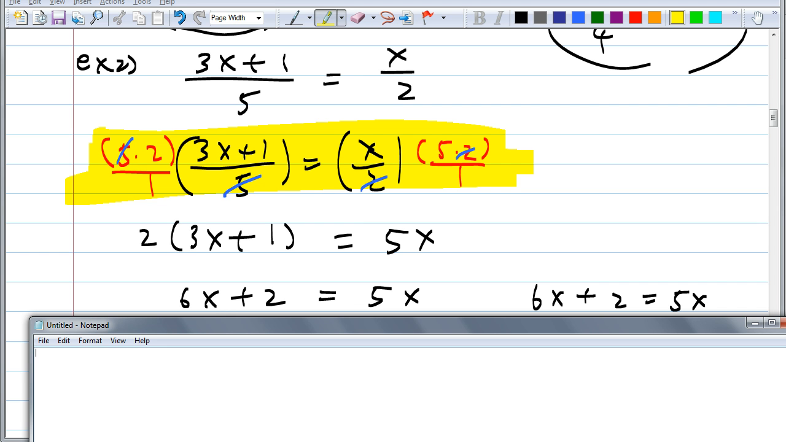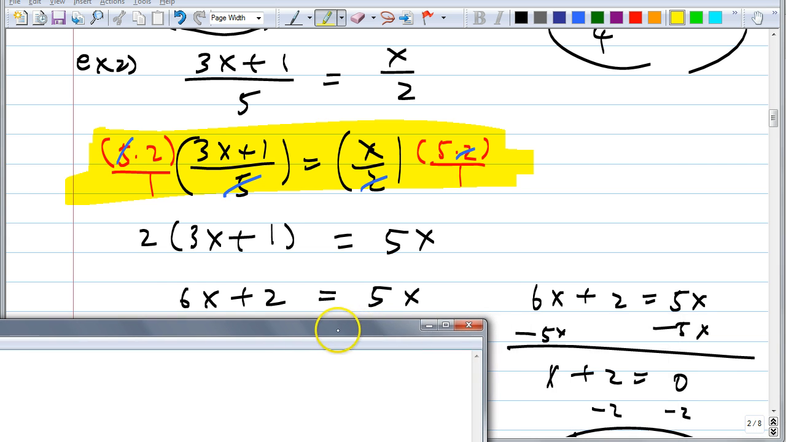We subtract 6x from both sides. You could either subtract 6x from both sides or 5x from both sides. I normally ask you to subtract 5x, the one that's smaller. So let's do that. And then if you do, you get 0 on the right side, right? 5x minus 5x, same thing.